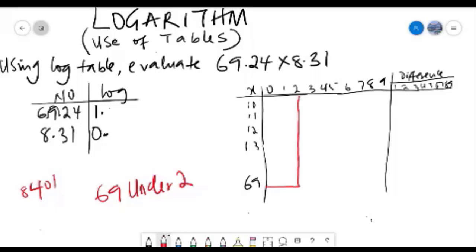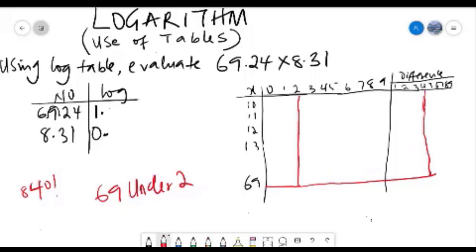Now, that's not the end. Remember, the number you have is 69.24. So you've done 69.2. Now look for difference 4. So still trace this 69 to difference 4. What number do you have there? So your 69 to difference 4 will give you 2.